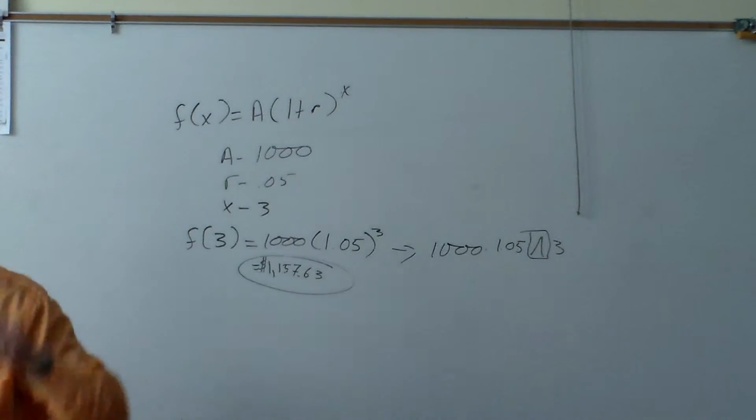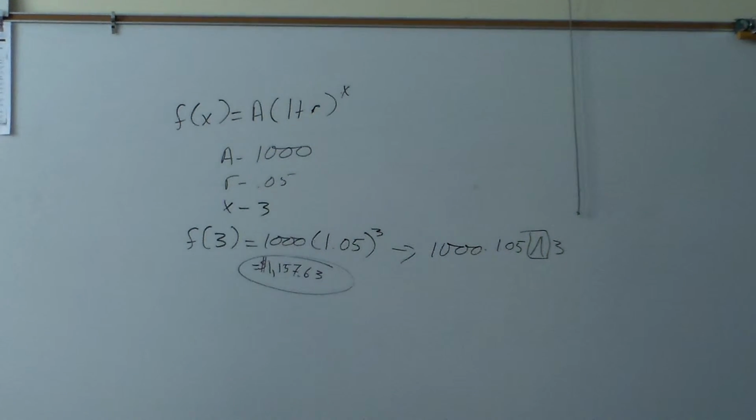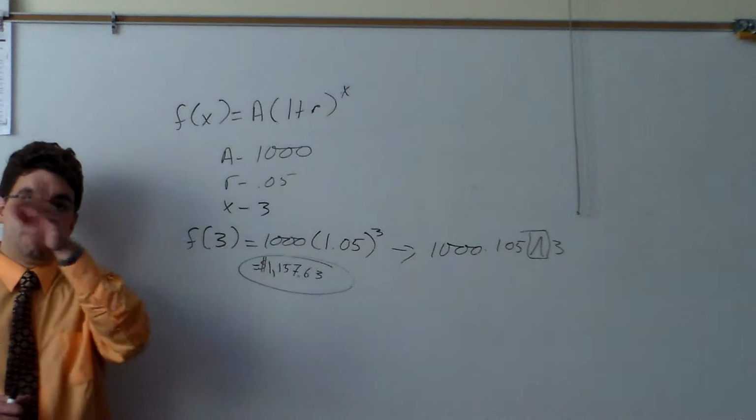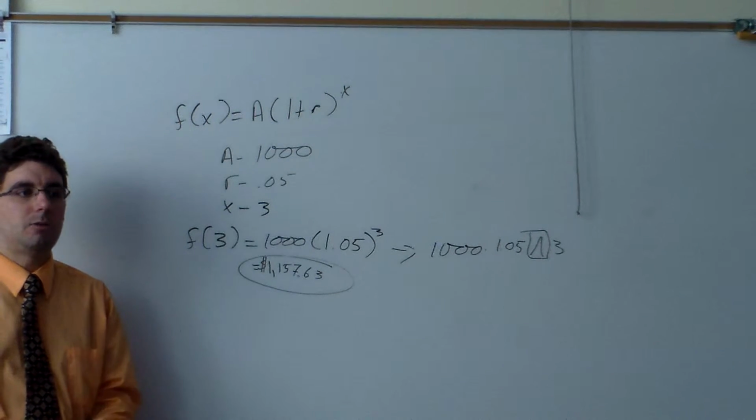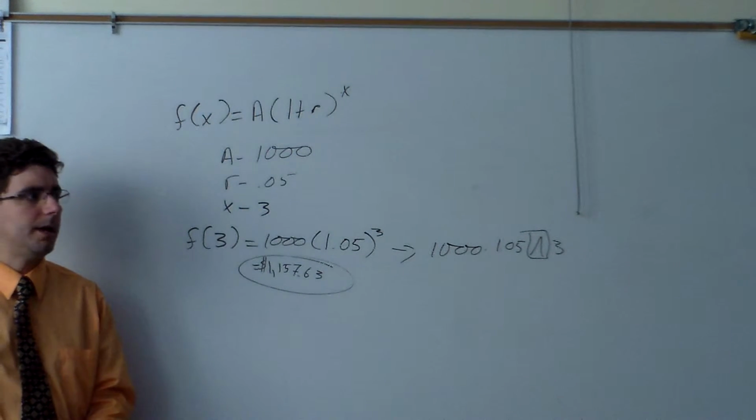If you didn't use the 1, it'd just be like you're not accounting for the money that you already have, just the money that you've gotten. It'd be just the interest that you've earned. In this case, $157.63. Great. So it's kind of adding the initial value. Exactly. Yep. Other questions?